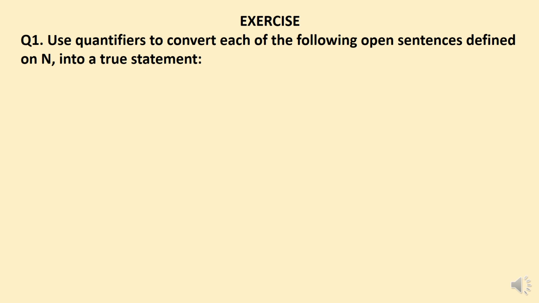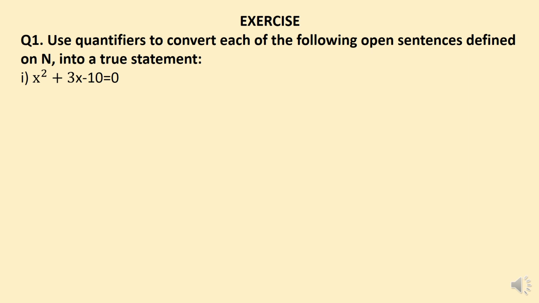Now let us see what sums can we solve using these concepts. The first type of question: use quantifiers to convert each of the following open sentences defined on N into a true statement. That means we are going to take only natural numbers into consideration, and convert the open sentences given below into true statements, either by using there exists or by using for all as the quantifier. The first sum, x square plus 3x minus 10 is equal to 0. You know that this is an open sentence because we do not know the value of x.